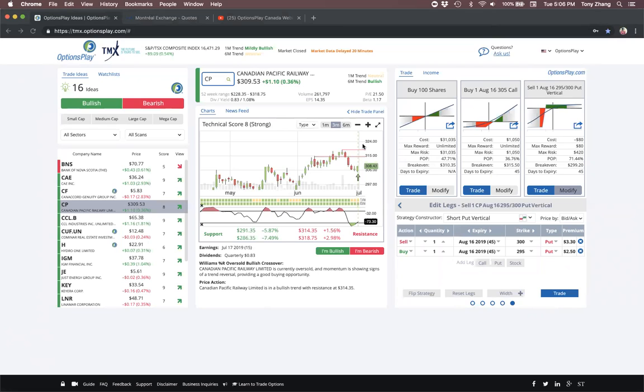Can we sell cash secured puts in Canadian registered accounts? I believe you can, but I guess that also depends on your broker. So I would highly suggest that you contact your broker. I believe you should be able to.